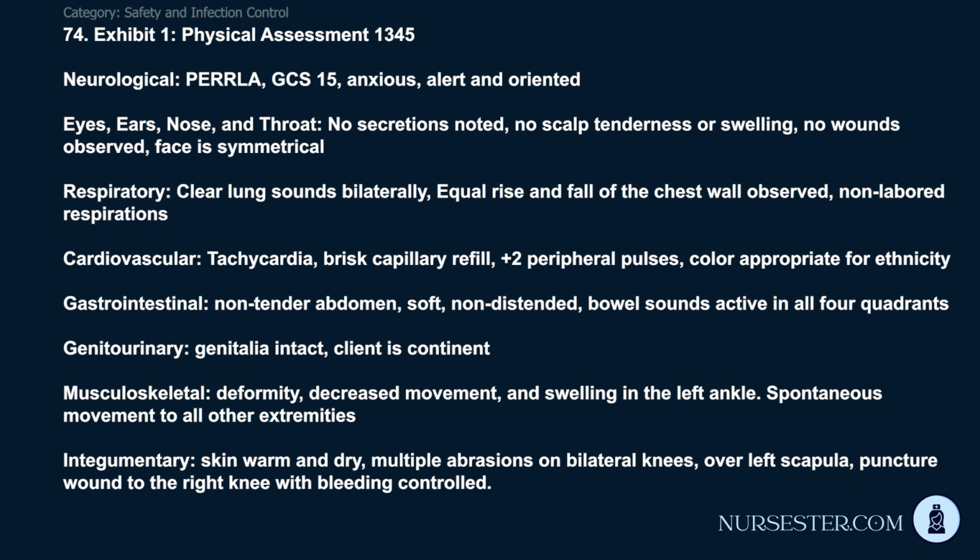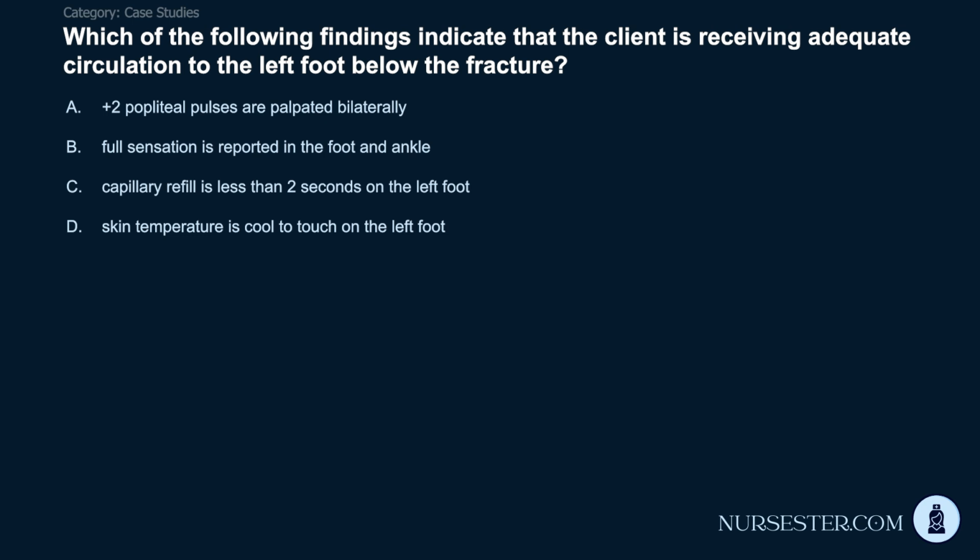Gastrointestinal: non-tender abdomen, soft, non-distended, bowel sounds active in all 4 quadrants. Genitourinary: genitalia intact, client is continent. Musculoskeletal: deformity, decreased movement, and swelling in the left ankle. Spontaneous movement to all other extremities. Integumentary: skin warm and dry, multiple abrasions on bilateral knees, over left scapula, puncture wound to the right knee with bleeding controlled.